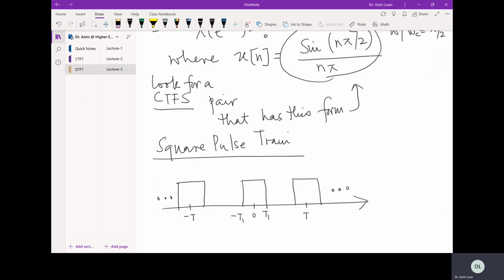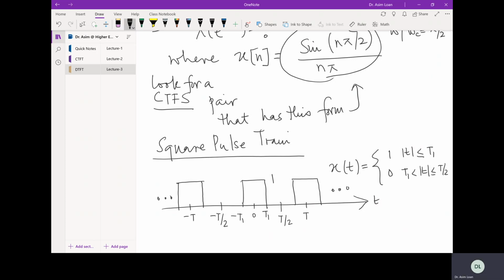This is probably all right. And this is some T by 2. This is some minus T by 2. This is 1. This is T. This is x of t. So x of t was 1 for absolute value of t less than t1, and 0 for t1 less than t less than or equal to T by 2.